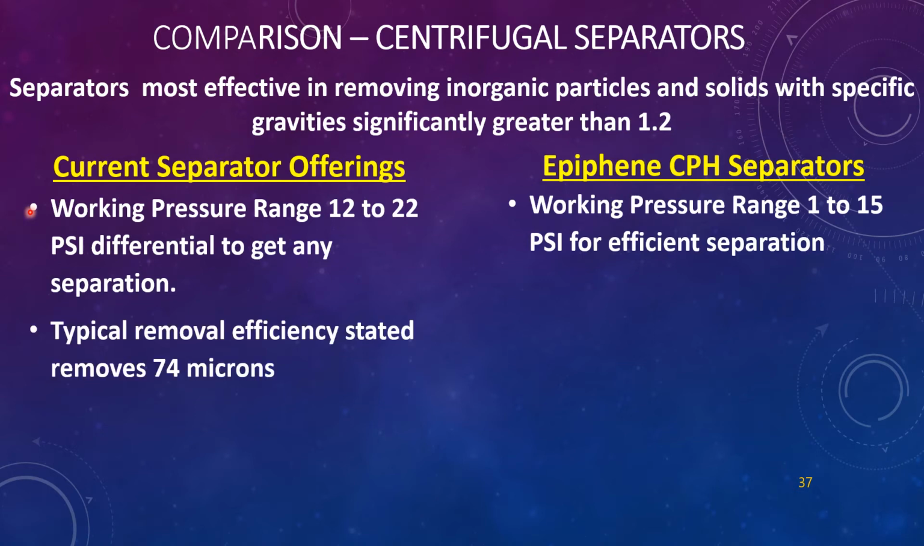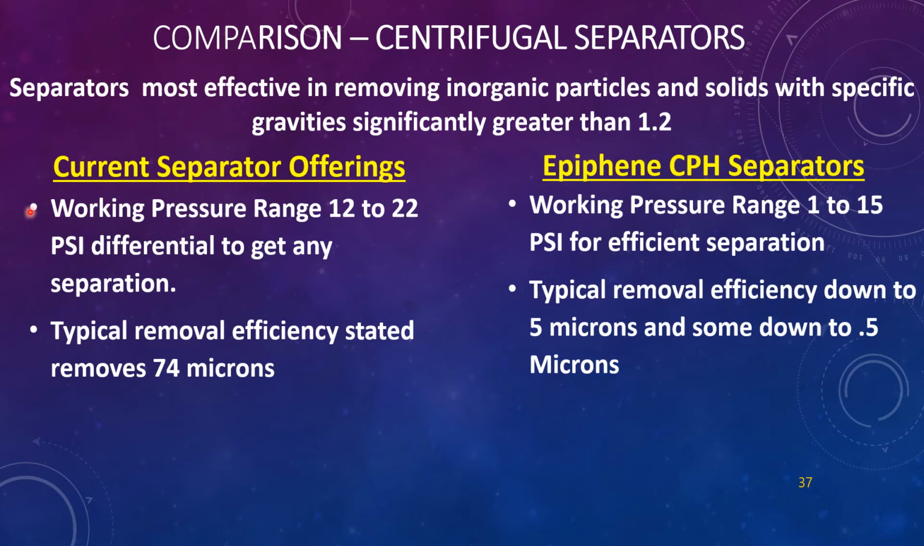Typical removal efficiency, and I went out and found all the literature, is no more than 74 micron. Whereas when you look at our stuff, we're looking at high removal efficiencies down to 5 microns and pretty significant removals down to half micron.